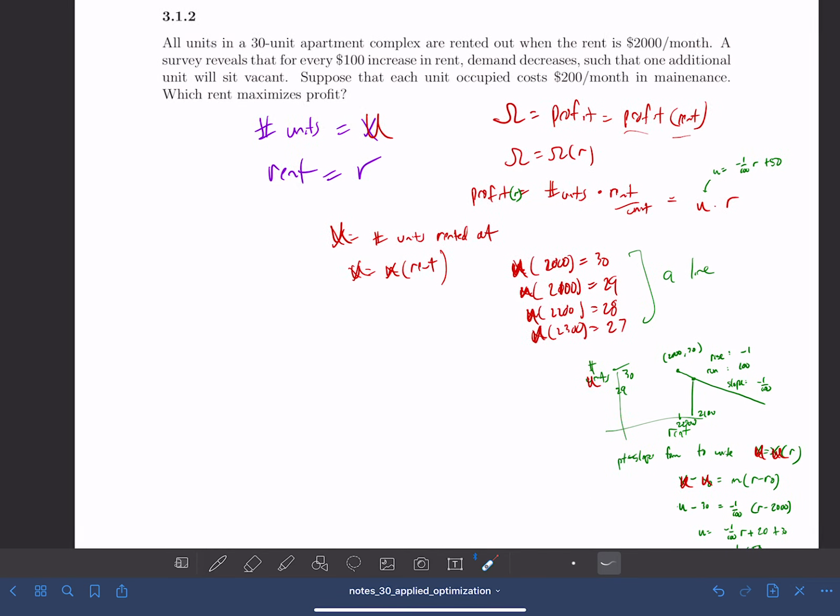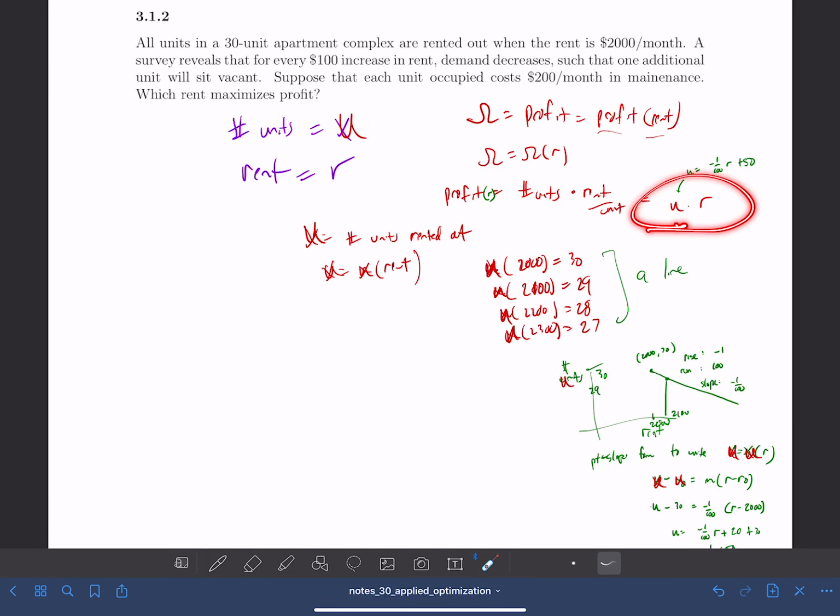So I think we're ready now to take this expression with this substitution and go down here and write down what omega is. Omega equals omega of r equals u of r times r, which is equal to minus 1 over 100 r plus 50 times r.